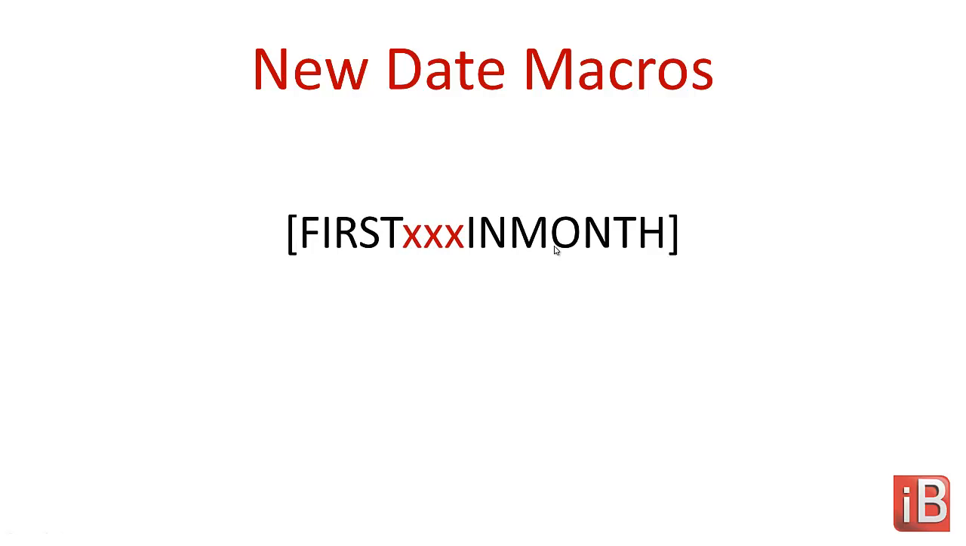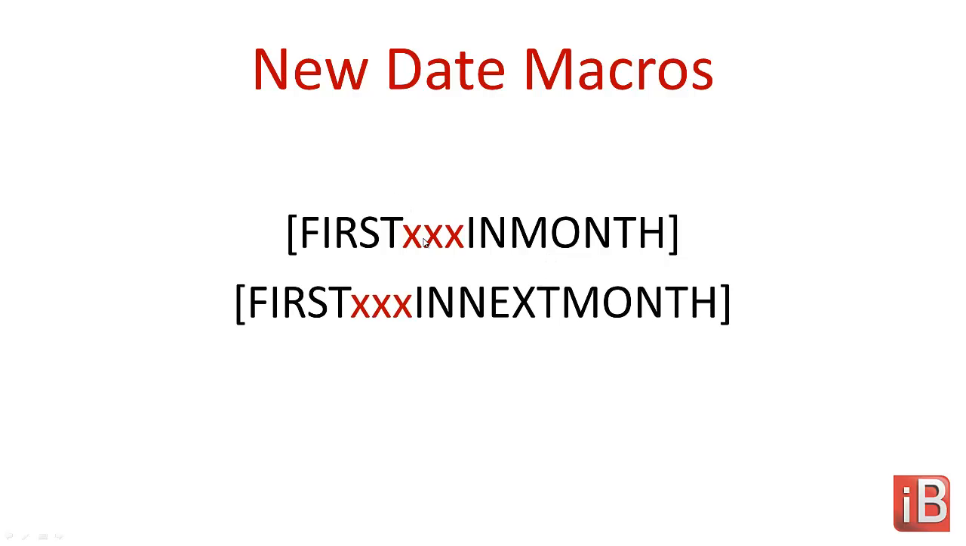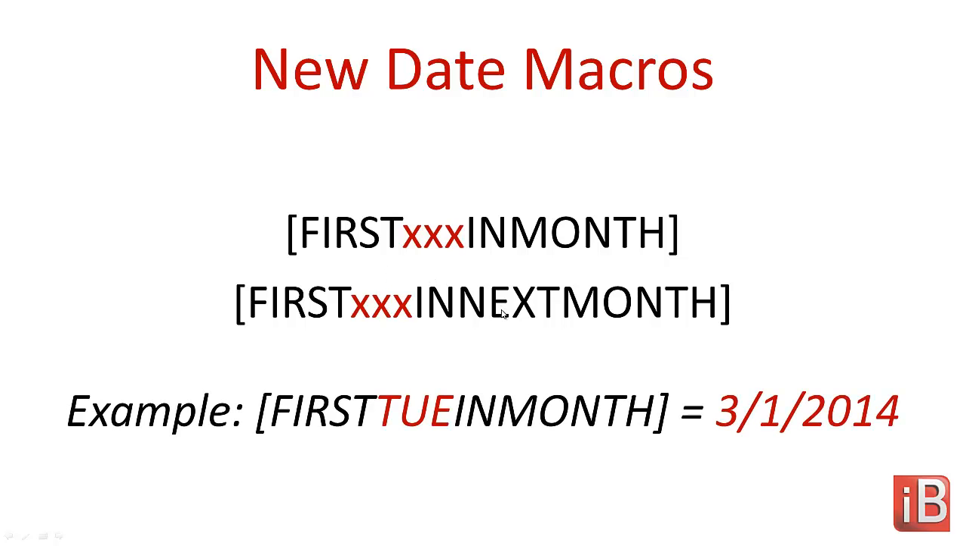There are a few new date macros in the system, and again, with the new macro builder, you'd see these listed under the date category of macros. They are the first day in month and first day in next month macros, and here's just an example. So give me the date for the first Tuesday in every month, and it would automatically resolve that date.